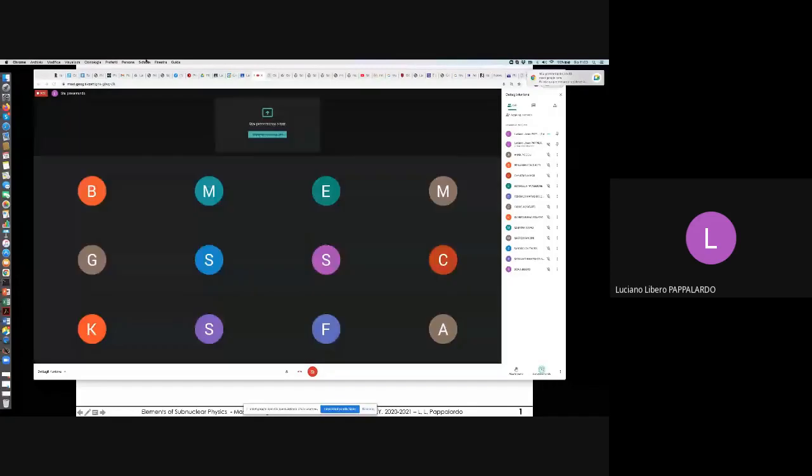Ok, stiamo registrando. Sono sharing. Ok, dovreste vedere lo schermo, giusto? Riuscite a vedere il mio screen? Sì. Okay. Okay, so we can start.